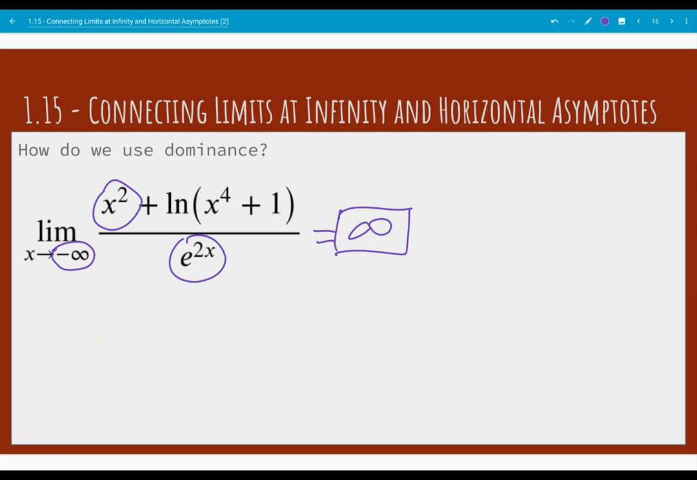Now it is positive infinity because when we take a negative number and we square it, we get a positive, and when we take e to any power, we get a positive. So the dominant parts of the numerator and denominator are both positive, which means it's positive infinity. Had this been x to the third power, a negative to the third power would have been a negative, and then this would have been a negative infinity.